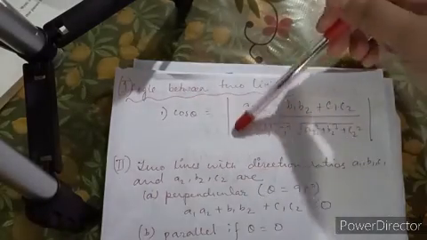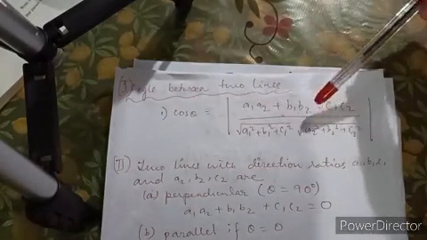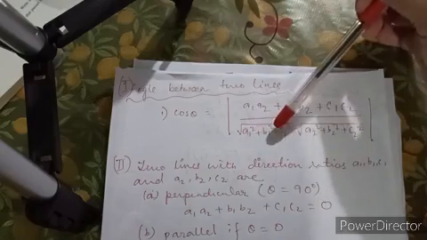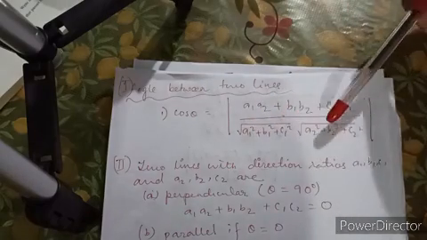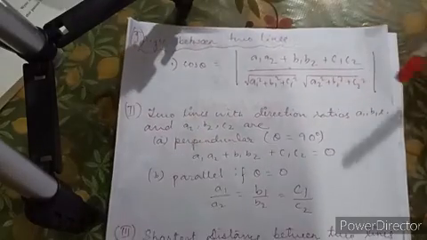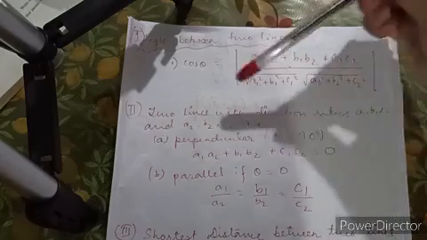The angle between them will be modulus of a1 a2 plus b1 b2 plus c1 c2, whole divided by root over a1 square plus b1 square plus c1 square, into root over a2 square plus b2 square plus c2 square.